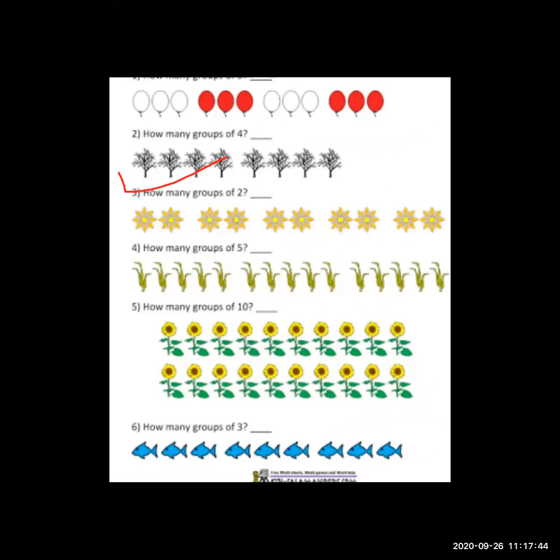And in each group, how many flowers are there? 2 are there. So it's very simple. 2 into 5, tell me what is the answer? Yes? 10, right? It's a multiplication sum.